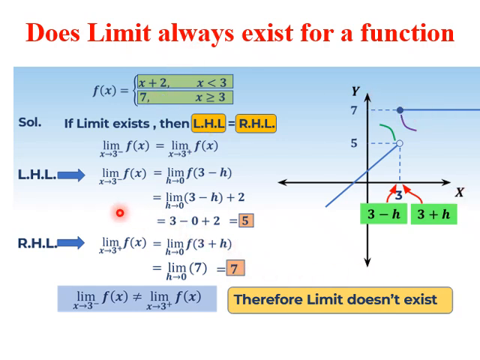So what we see is that the left hand limit is 5 and the right hand limit is 7. The values from the left hand limit and right hand limit are not equal. 5 is not equal to 7. Therefore the limit does not exist. So this is very important. The limit for this function at x tending towards 3 does not exist.